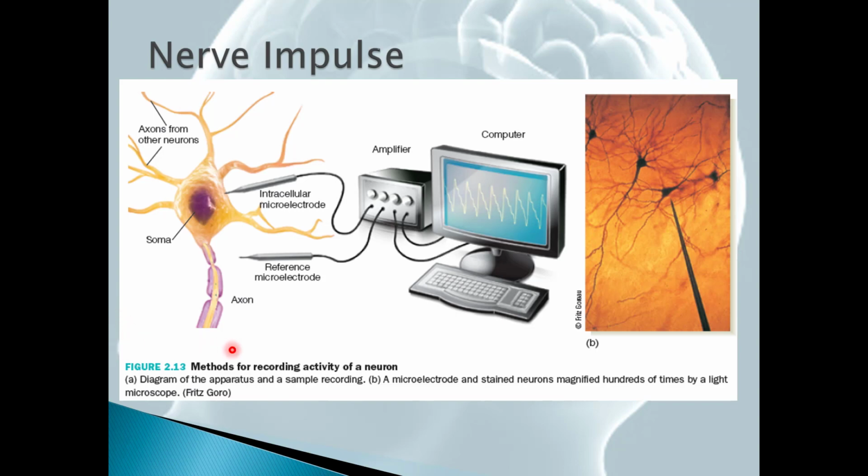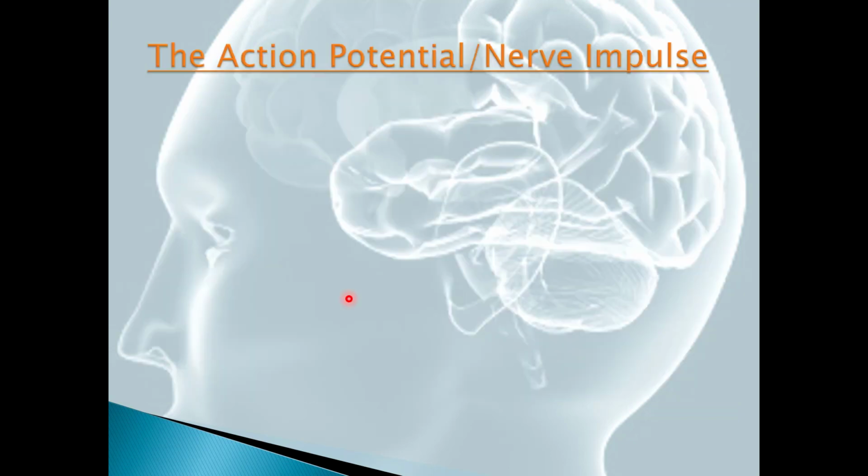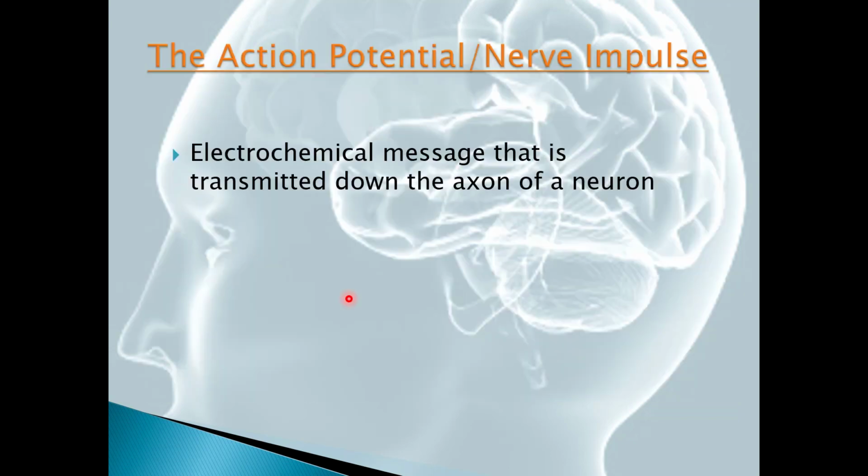And just to remind ourselves, when we're talking about this charge across the membrane with resting membrane potential, at rest, we're measuring the charge inside relative to outside. And now we're going to talk about changes in this charge and changes in the ion distribution inside relative to outside. So the action potential is an electrochemical message that is transmitted down the axon of a neuron.